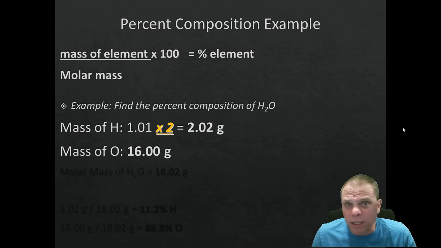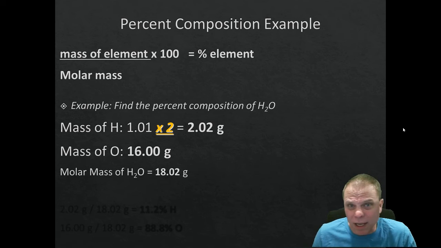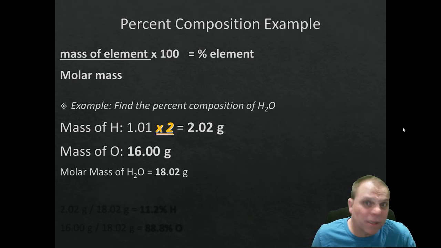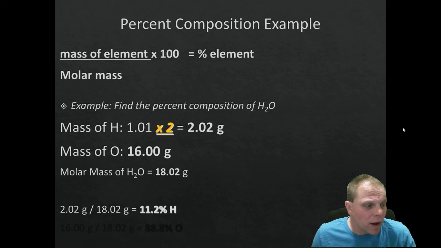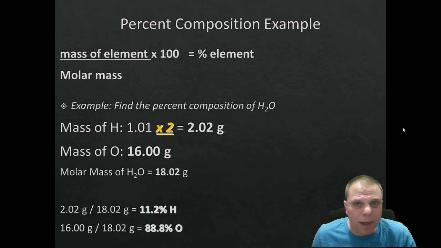And then our oxygen is 16.00 grams. Again, we're getting these from the periodic table, looking at their total values there, the molar masses. And then we get a value of 18.02 as the total, right? We just add those together to get the total. So to figure out our percent composition of hydrogen, we have to take 2.02 divided by 18.02, and we get 11.2% hydrogen. To figure out our percent composition of oxygen, we take the mass of oxygen, which was 16.00 grams, divided by 18.02 grams, and we get 88.8% oxygen.